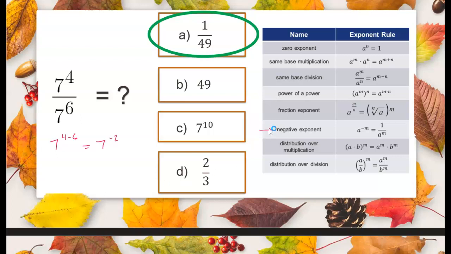And then we have to look at this additional rule, the negative exponent rule, that says a to the negative m is 1/a to the m. So this is 1/7 squared, 7 to the positive 2. And we know that 7 squared is 49, so this is going to be 1/49.